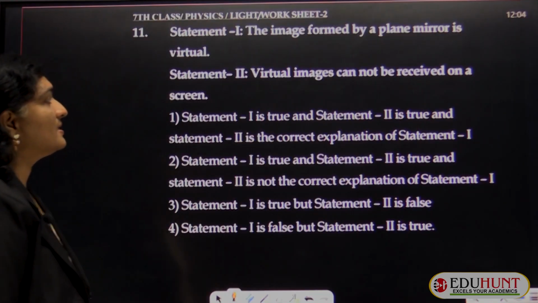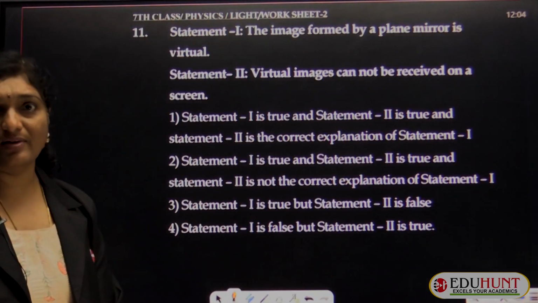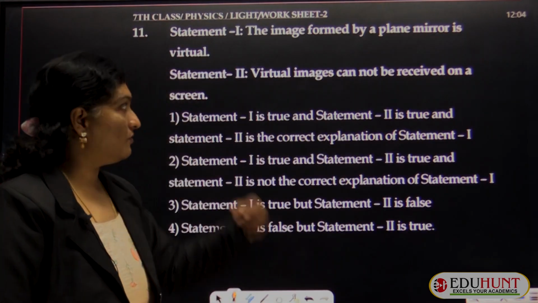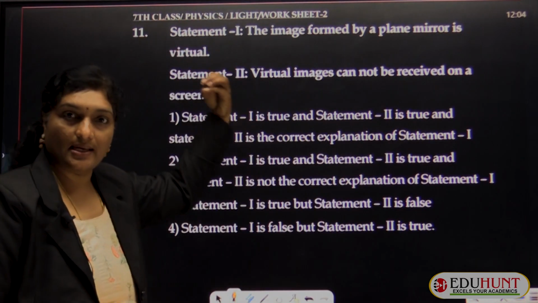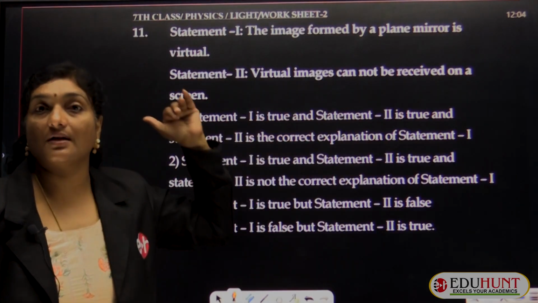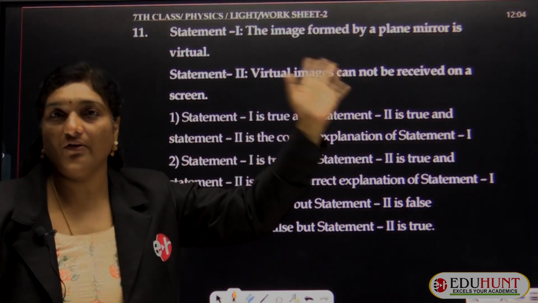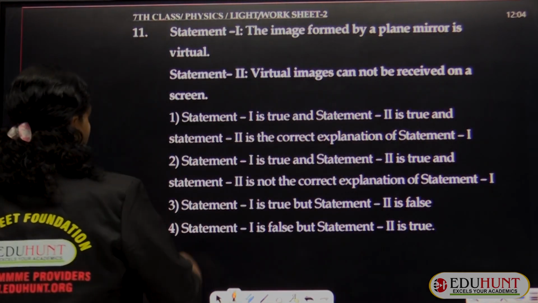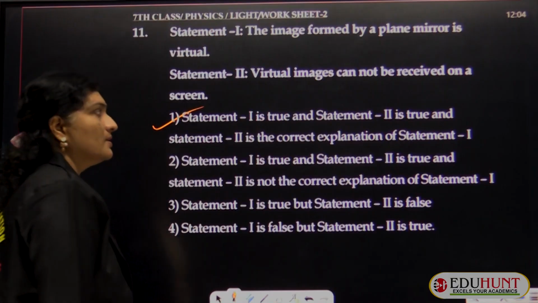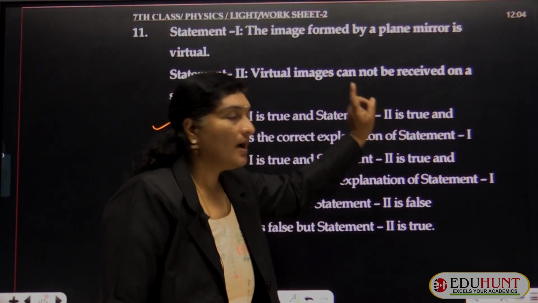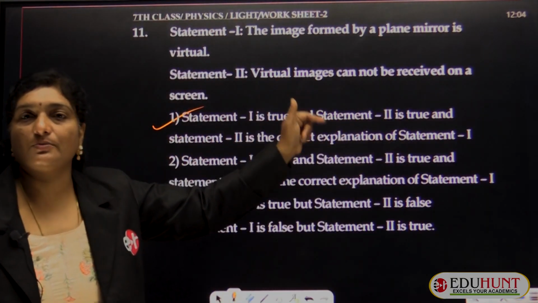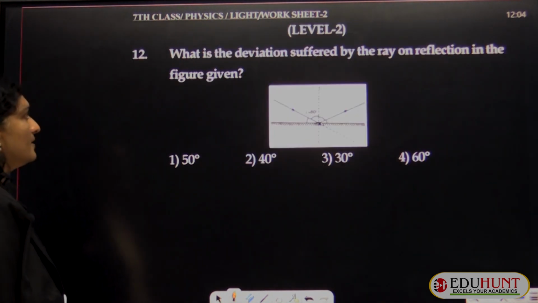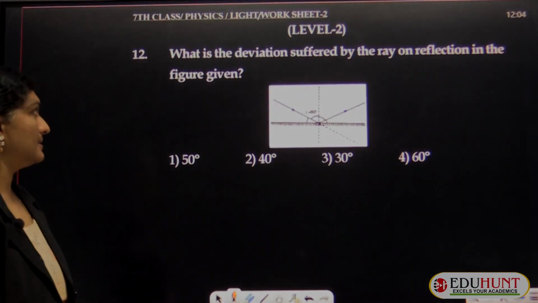Statement 2: virtual images cannot be received on a screen. That is what we have explained so far. Virtual images can never be caught on a screen. So, the first statement is true. Even the second statement is true, and the second statement is the correct explanation of statement 1. So, what is the correct answer, children? Statement 1 is true, statement 2 is also true, and statement 2 is the correct explanation of statement 1. Now, moving to the next question, level 2 numericals.